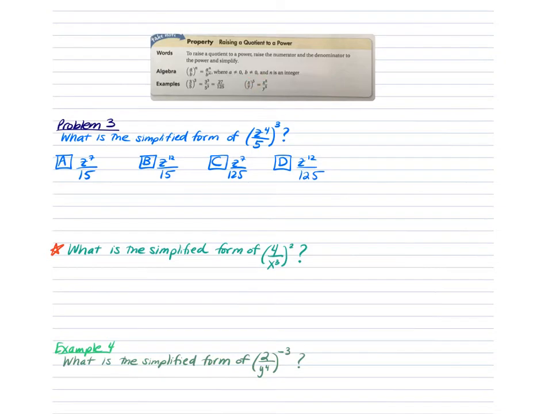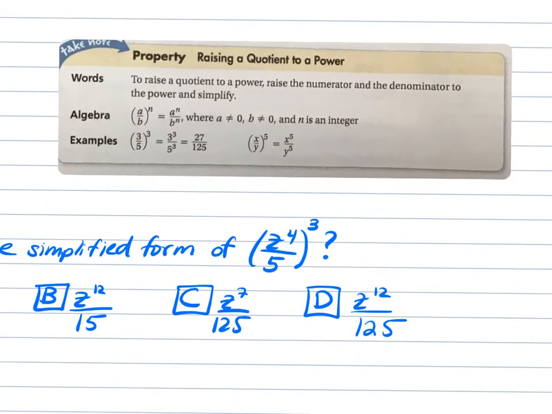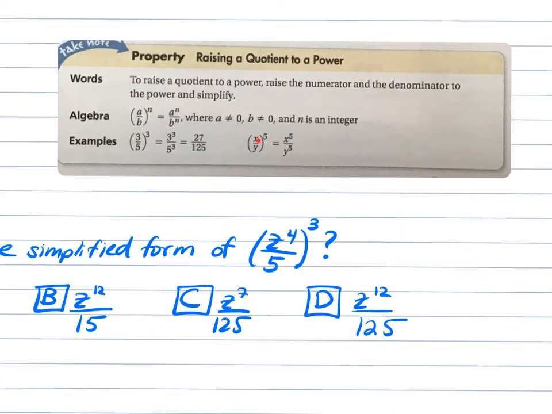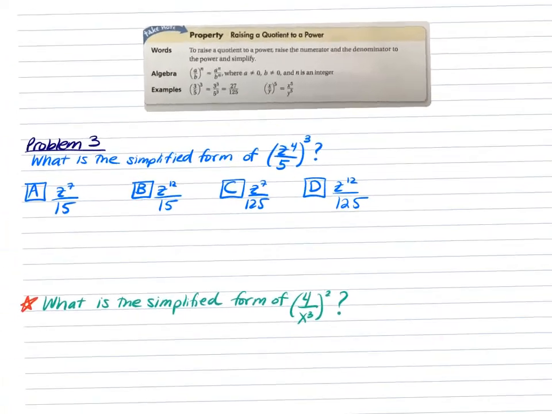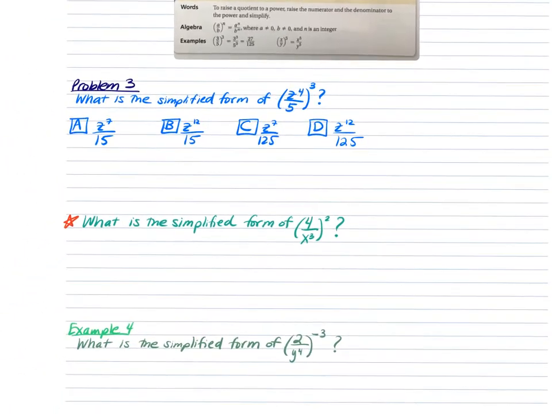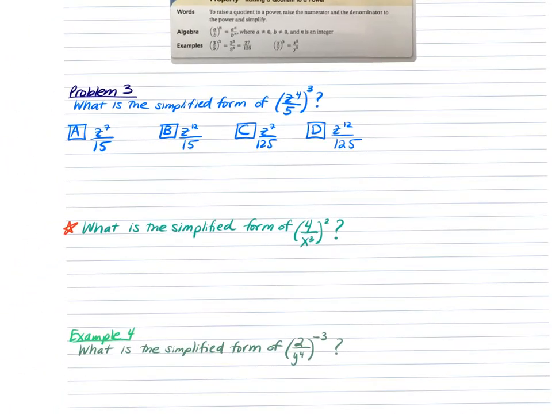Okay, and then in variables, here you can see this. Right, if it's x over y, it's x to the 5th divided by y to the 5th. Okay, so it kind of gets distributed to each factor or each thing that's being multiplied. So let's see this in action. In this case, we have z to the 4th divided by 5 to the 3rd. So that means this guy gets a 3rd and this guy gets a 3rd.